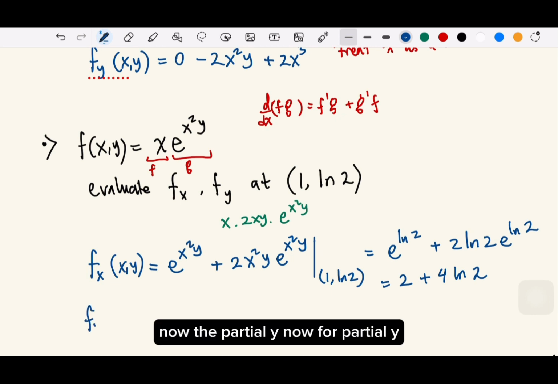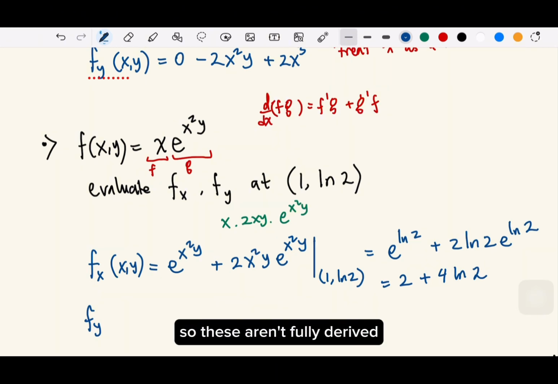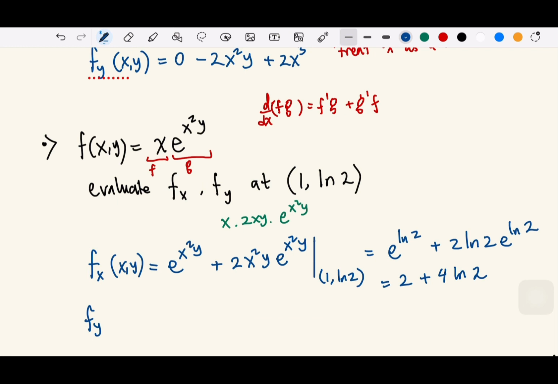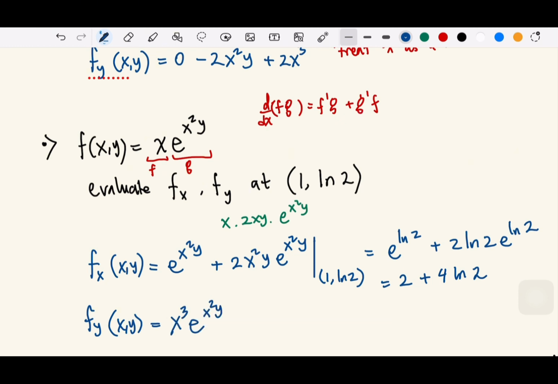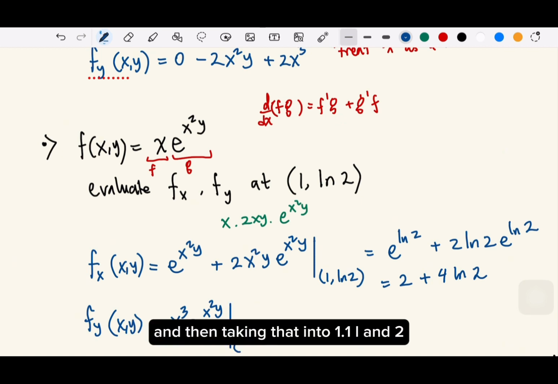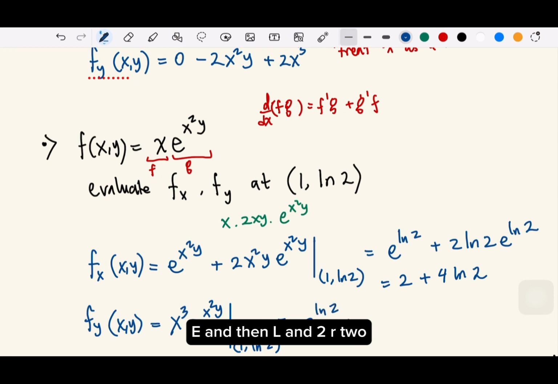Now the partial y. Now for partial y, we can ignore the x, so we can just focus on the right one that has y. So this partially derived, e is still e, with chain rule of the x squared. Okay? So we can have x cubed and then e with power of x squared y. And then taking that into 1 and 0.1 ln2, this will be e and then ln2 or 2. So this is the answer.